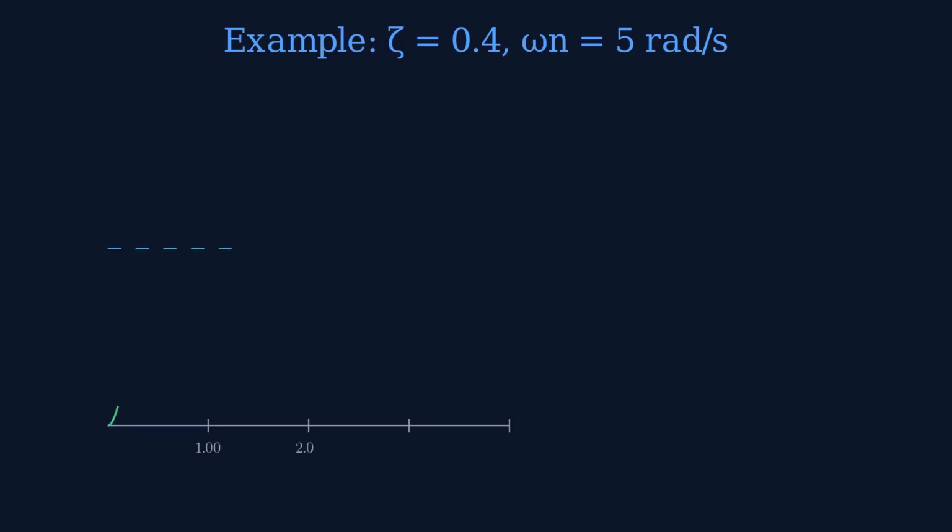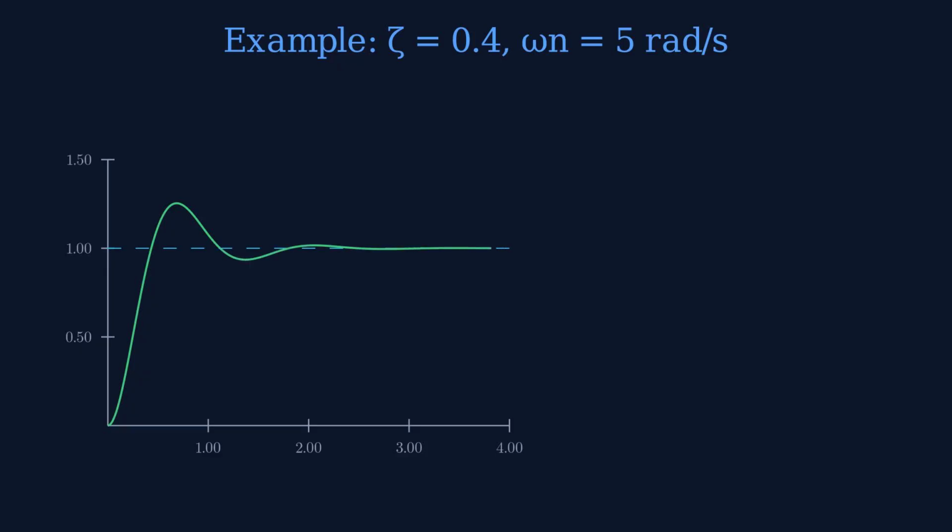Let us work a concrete example. Given a system with zeta equals 0.4 and omega n equals 5 radians per second. Rise time, approximately 1.4 divided by omega n, which gives 0.28 seconds. Peak time, pi divided by omega n times the square root of 1 minus zeta squared, which gives 0.68 seconds.